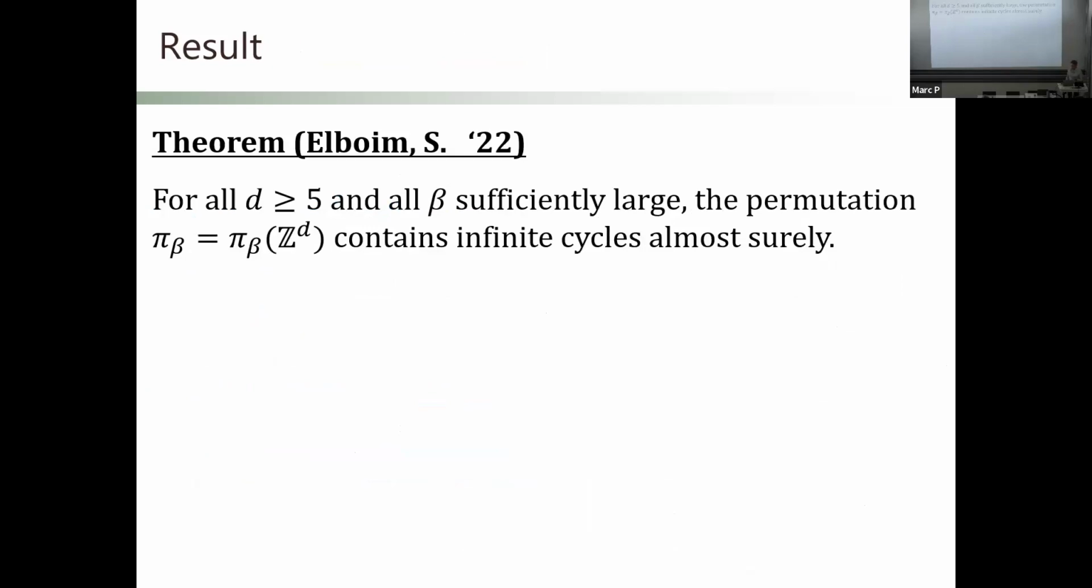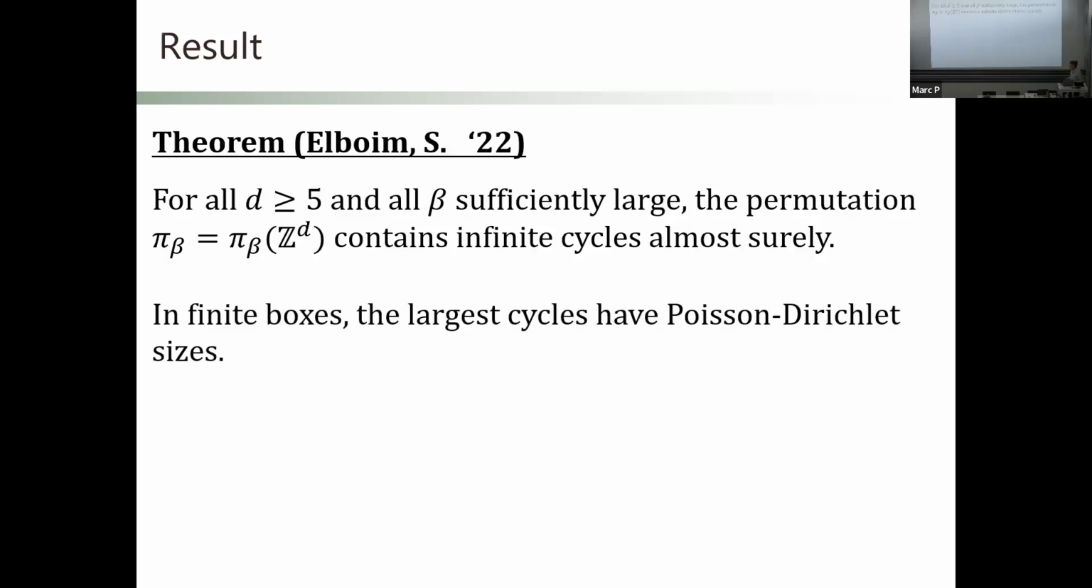So the result I'll talk about is what happens in dimension 5 and higher, and showing that for all beta sufficiently large, we do indeed get infinite cycles almost surely. And in some more recent work, which we're just in the process of writing up, we can also talk about what happens in finite boxes and show that the largest cycles fill up a constant fraction of the box and also follow the Poisson-Dirichlet distribution.